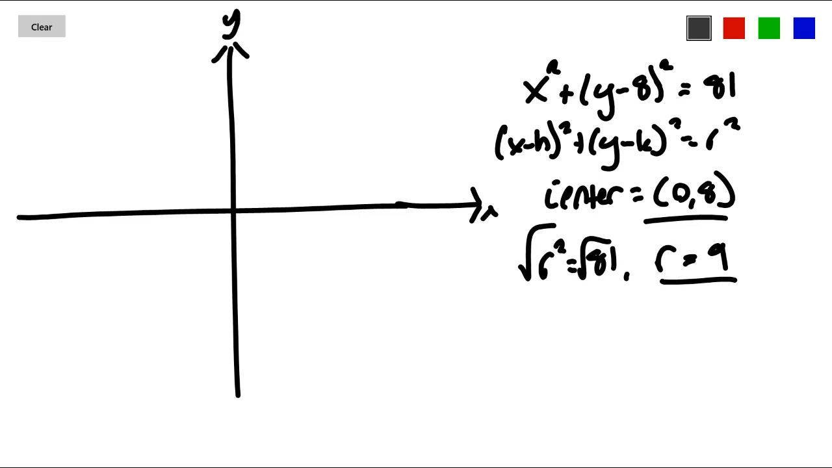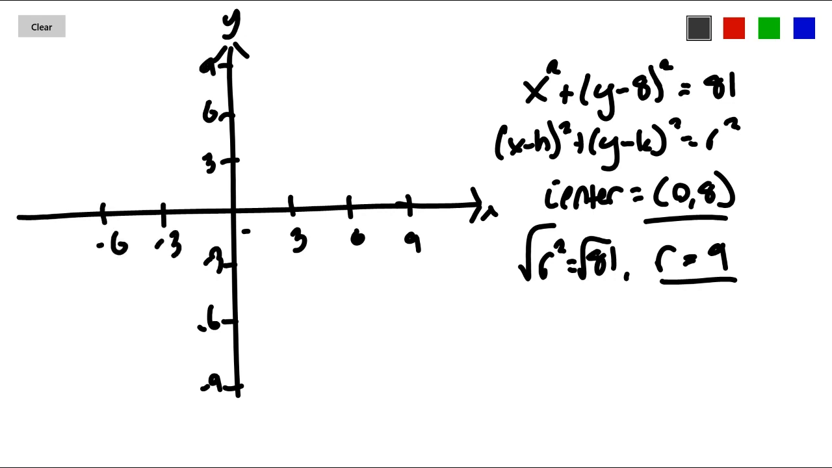So I'm going to count by 3's this time. 3, 6, 9, -3, -6, -9. Here we go. So my center point is the point 0, 8, which is going to be right about here. And then I'm going to extend 9 units in each direction as the radius is 9.